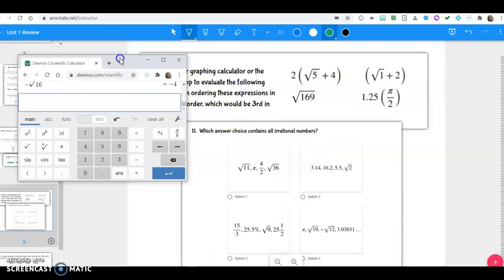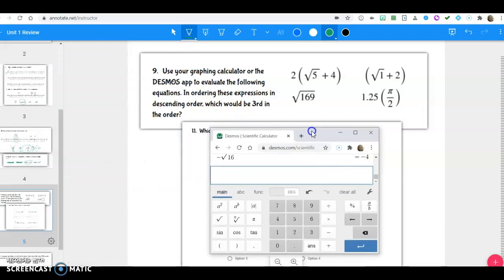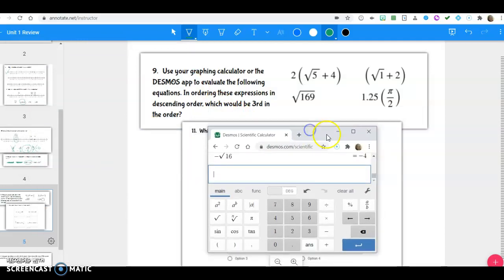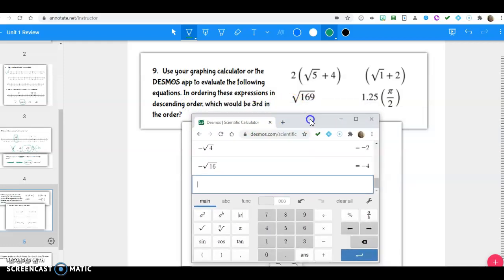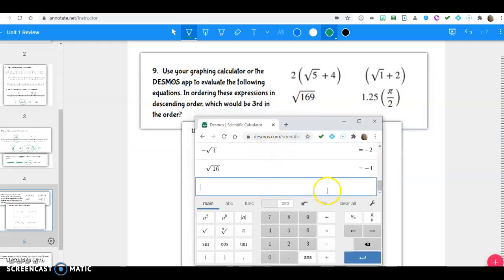Here's going to be one that probably concerns your math teacher. I'll just stick this right here so you guys can see because I kind of want to blow it up just a little bit more. This is going to be solely calculator skills, you guys. So we're using our calculator. You're going to enter these 4 expressions in, and it's going to pop you out an answer. You need to tell me or your teacher in descending order which would be third.